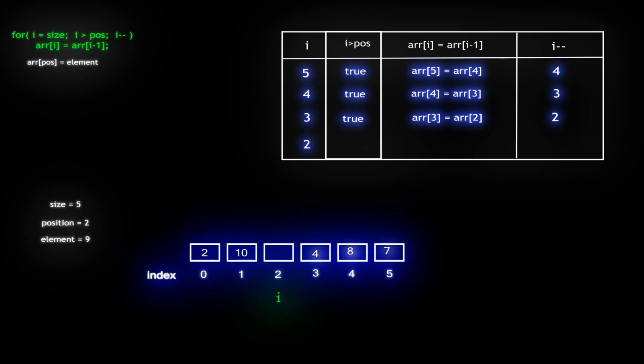Now it checks 2 is greater than 2, that is false. So the control comes out of the for loop and the next statement is executed. So the element is inserted at position 2.